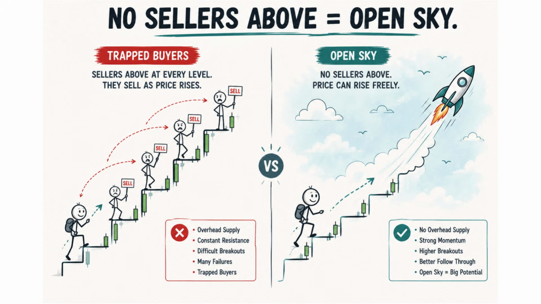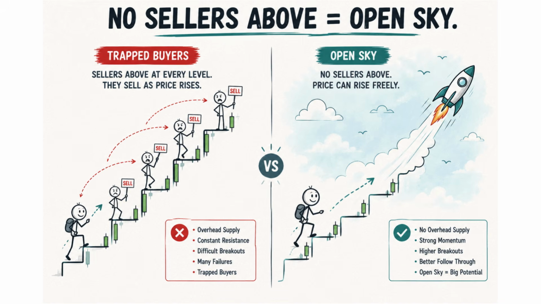Quick concept. Overhead supply is the single biggest difference between these two trades. Every price level where lots of people bought becomes potential future resistance. Why? Because those who bought there and are now underwater want to sell when price returns to their entry to break even. That selling creates resistance.